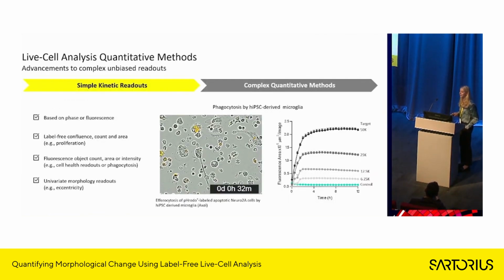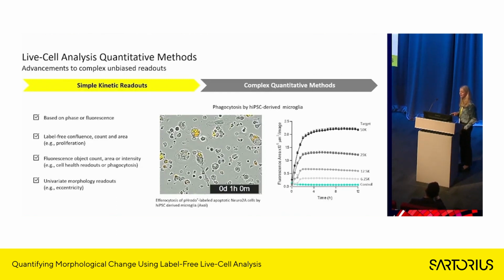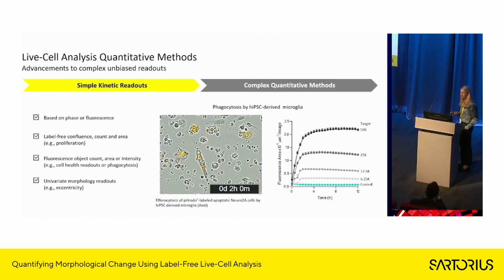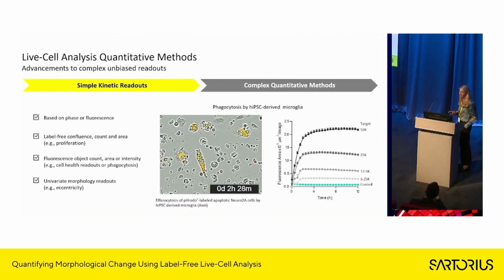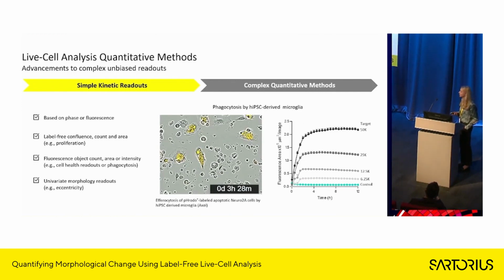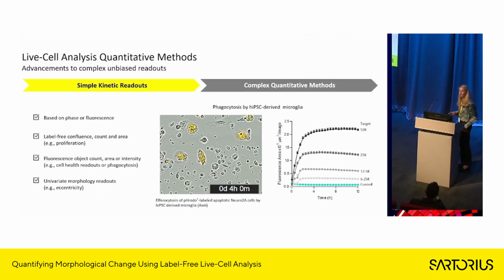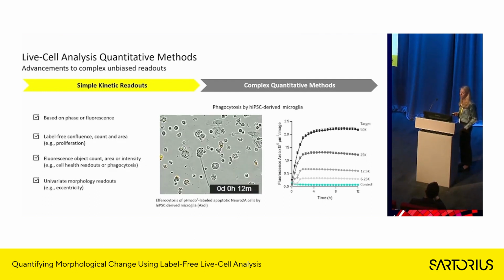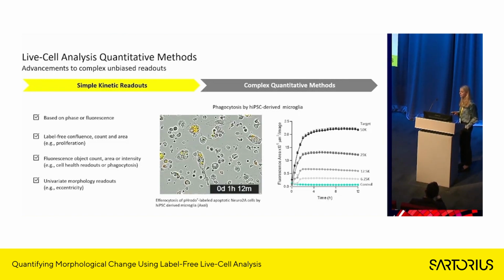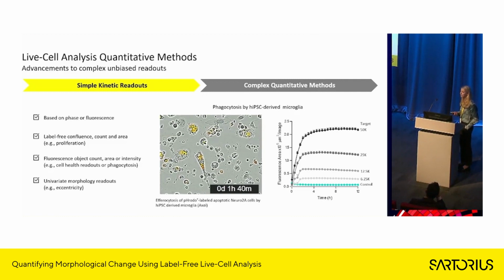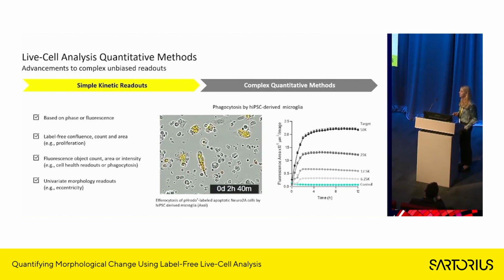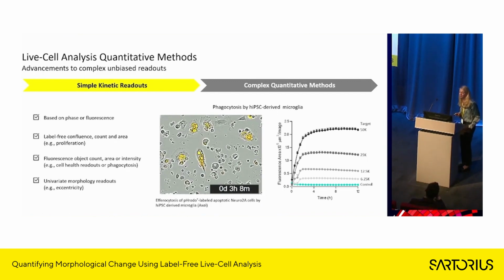Traditionally, live cell analysis has provided biological insight using simple kinetic readouts. These can be based on phase measurements, such as label-free monitoring using Confluence, or on fluorescence measurements. In the example shown here, we can quantify phagocytosis in microglia through an increase in a fluorescence signal of a pH-sensitive dye. Over time, these readouts have moved from being population-based to focusing more on individual cells, on a cell-by-cell basis. And this has really allowed us to interrogate things further.